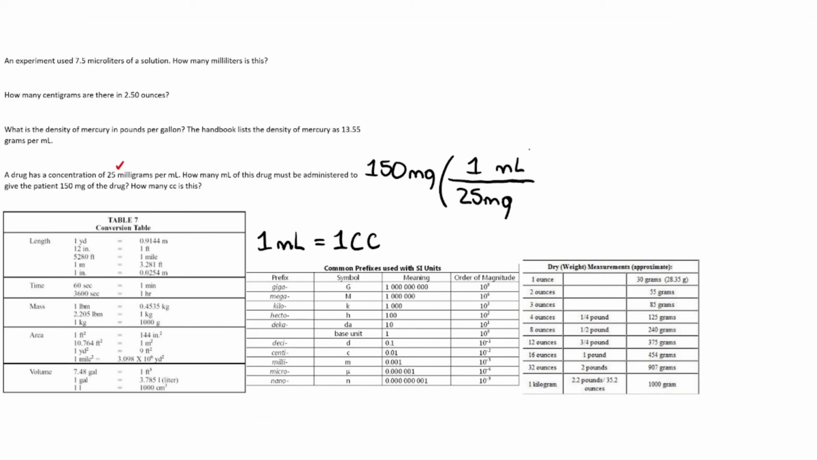And that's it for this one. You cancel out the units, now you're in milliliters. So you have 150 milliliters divided by 25, and that gives you 6 milliliters, which equals 6 cc's, because we know 1 milliliter equals 1 cc. And that's it for this one.